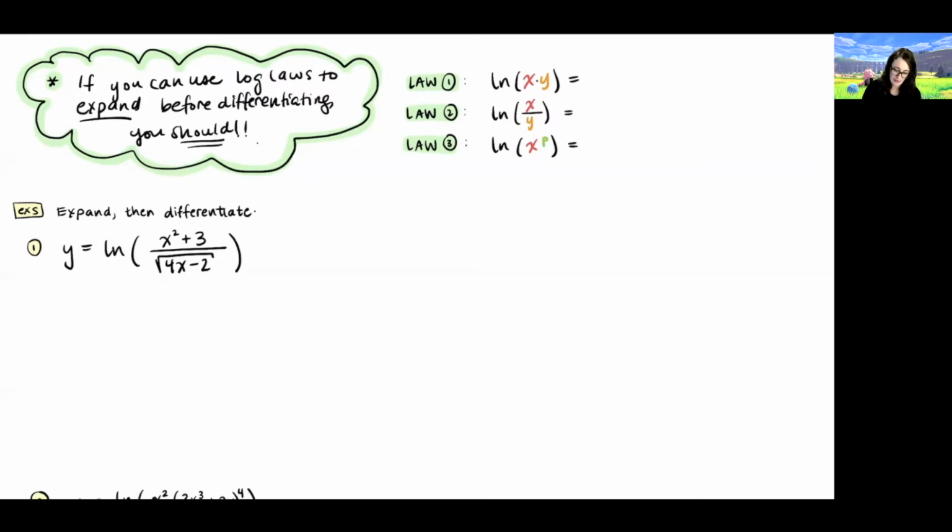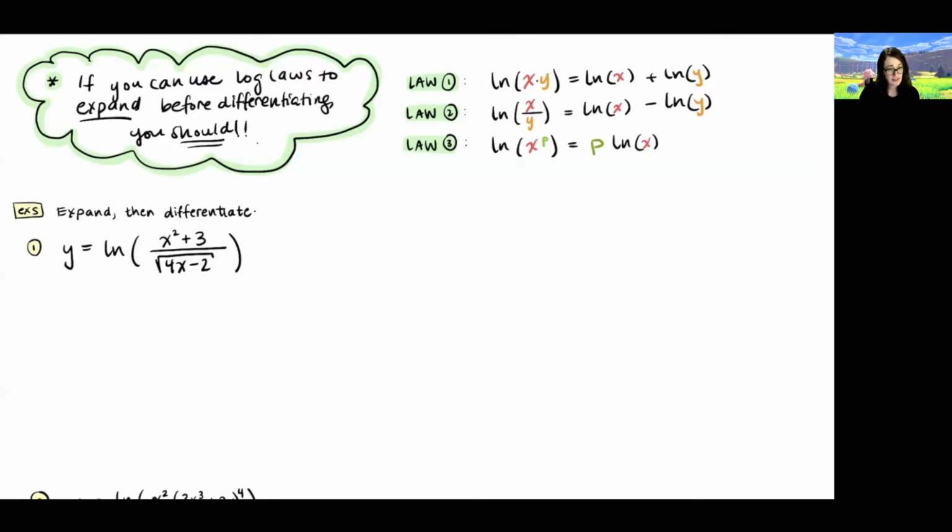In the first law, if you have the product of two things inside of the natural log, you can split this up into the sum of the individual natural logs of the factors. If you have a quotient, you can split this up into the difference of the two individual natural logs, where the numerator comes first. If you have the natural log of a power, then you can rewrite this so that the thing inside the natural log is just the base that was raised to the power, and you multiply by the power on the outside.